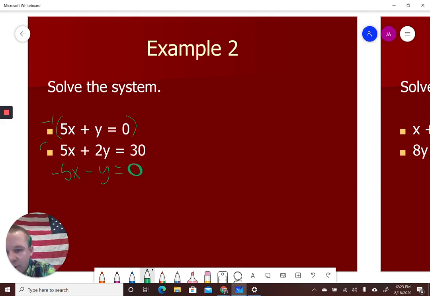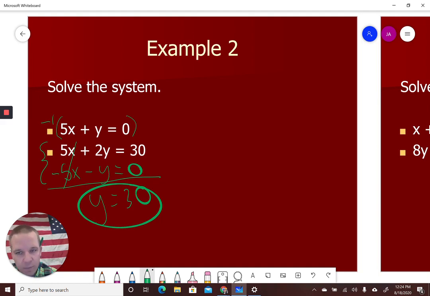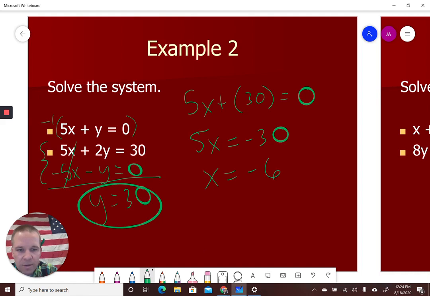And now when I'm dealing with this system right here, my x's are going to cancel. I'm going to add vertically here. I'm going to get y equals 30. Already halfway done. Time to plug back in. So I'll have 5x plus 30 equals 0. I just chose the top one because it seemed easiest. Everybody's preference of easy might not be the same thing. So I get 5x equals negative 30, so x is going to equal negative 6.